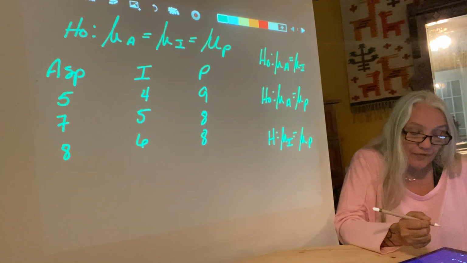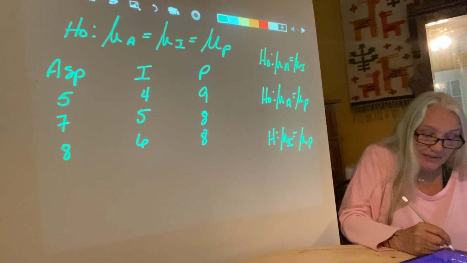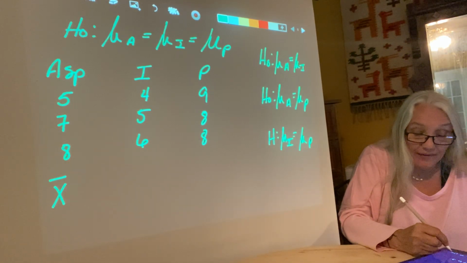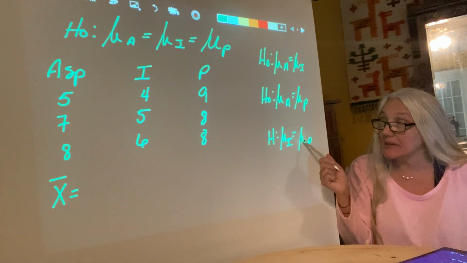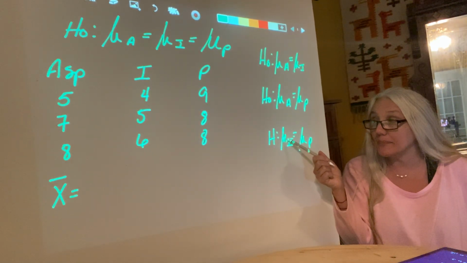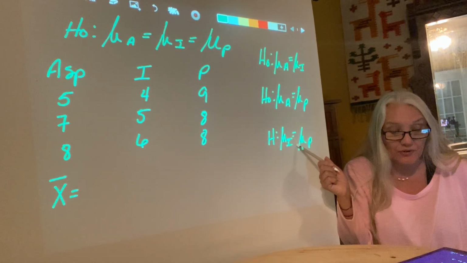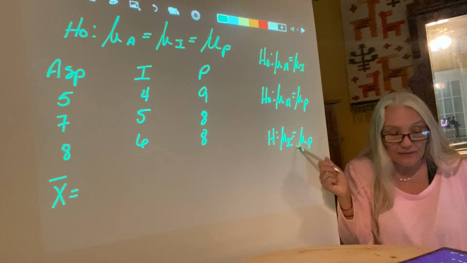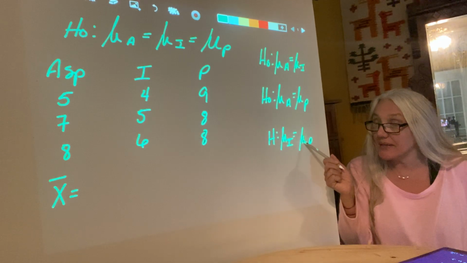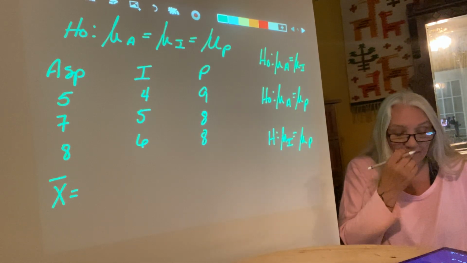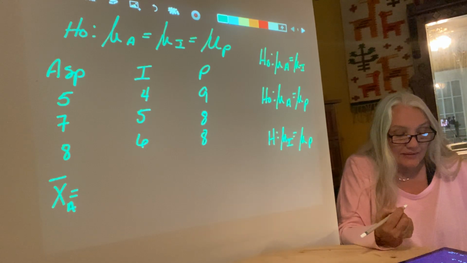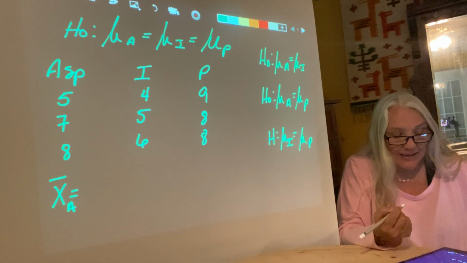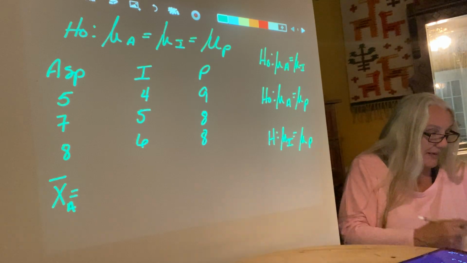So for 5, 7, 8, we got to find the mean for each of them. And then we have to find the mean difference, because now we're testing not the mean, but the mean difference between 2 groups. So we need to find the mean. And then for each pair of means, we need to find the difference. So we can do that right now. So the mean for aspirin is 5 plus 7 plus 8, which is 20, divided by 3.